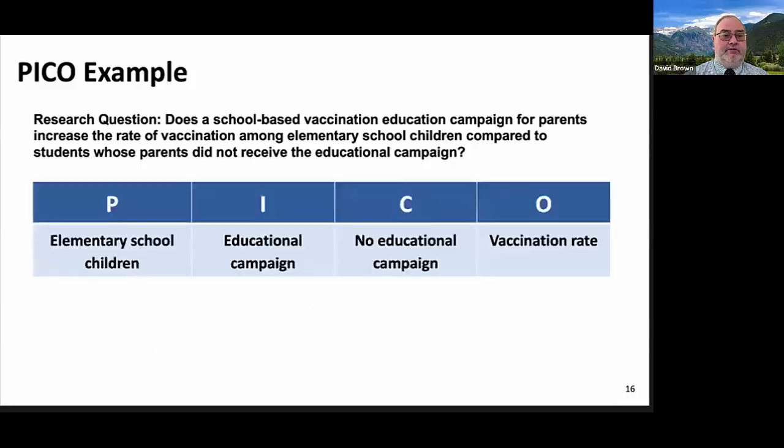Okay. So again, we're breaking it out again. The elementary school children are our population. The intervention is the educational campaign. The comparison is no educational campaign. And the outcome is vaccination rate.